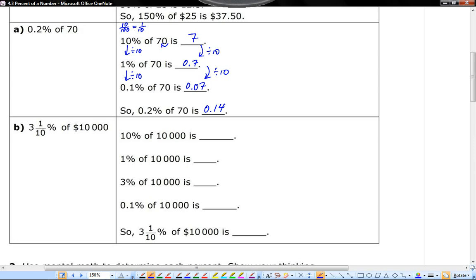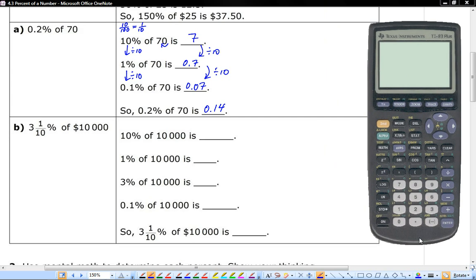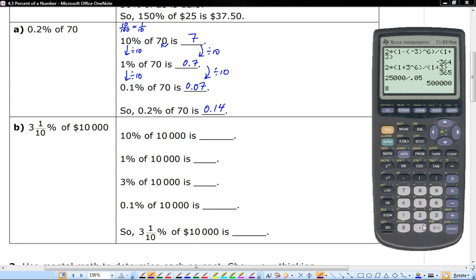Now you notice that I didn't use a calculator at all in that. I could, as a check, right? I could take that 0.2%, which is out of 100, and I can multiply that by 70 and check to see that I get the correct result, and I do.